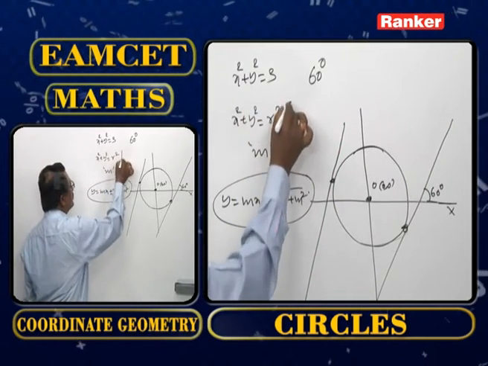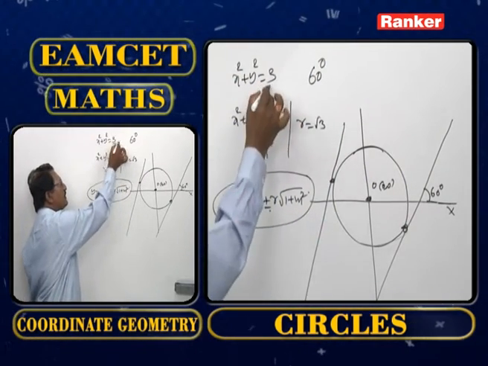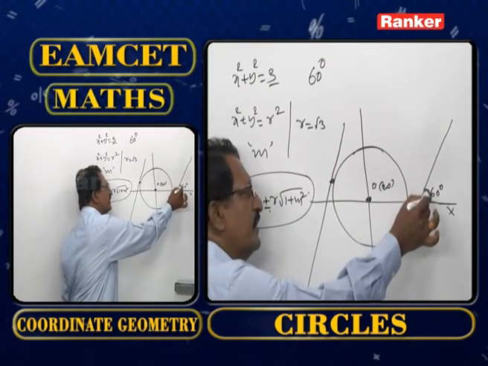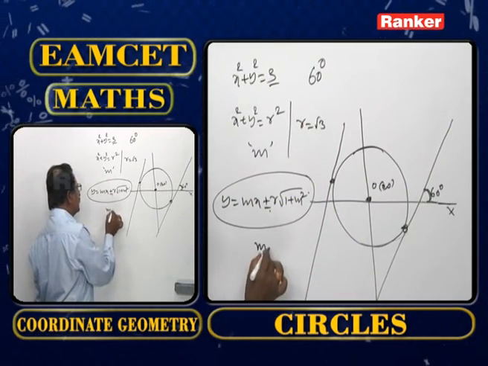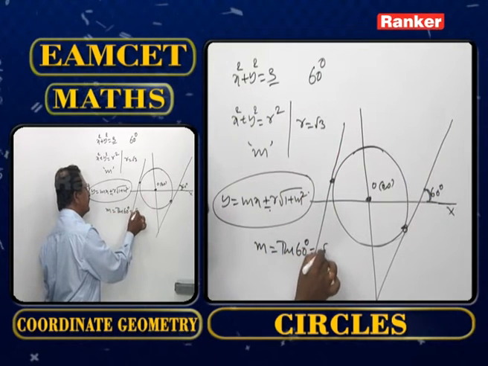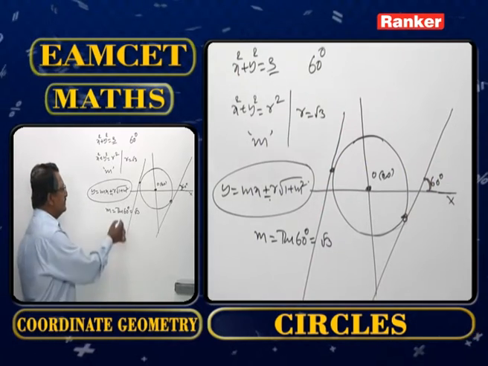Here, the radius of the circle: r square equals 3, so r equals root 3. But the tangent is inclined at an angle of 60 degrees with the x axis, so the slope of the tangent m equals tan 60, which equals root 3.